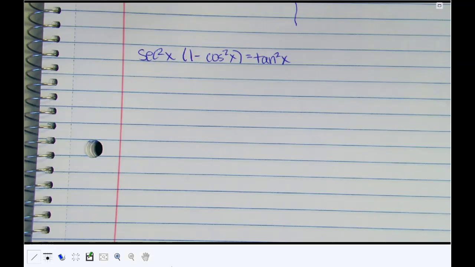So then what I would do is change this here to 1 over cosine. Exactly, right here. Now this is a cosine over 1, right? Because he doesn't have a fraction right now. So cosine over 1 times 1 over cosine, minus 1, because it's a subtraction.